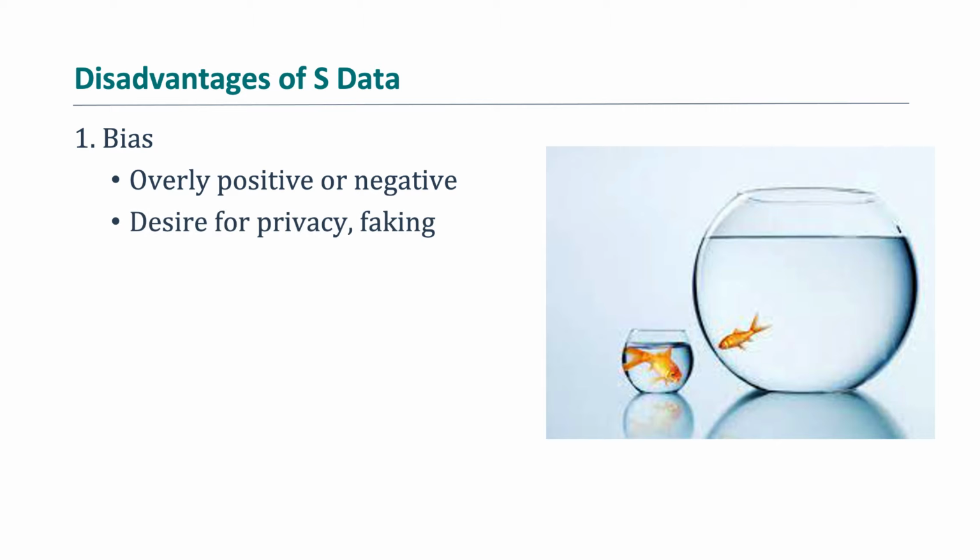And this goes for the same thing with desire for privacy or faking. Again, some of these questions we're asking are going to be very private, and so they may not want to make themselves look better or look worse in some ways. They may be ashamed of their personality in some form, and so this introduces some bias into the information they're giving you. Additionally, there's some error that can be there.